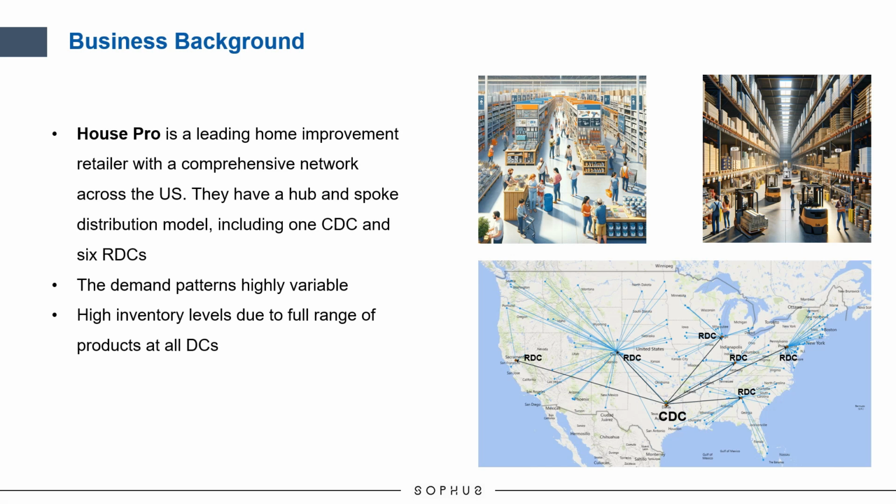This network comprises one central distribution center, CDC, and 6 regional distribution centers, RDCs, essential for their diverse range of home improvement products. The company faces multifaceted challenges. Firstly, the demand patterns for their products are highly variable, complicating inventory management. Secondly, all distribution centers stock a full product range, resulting in elevated inventory levels. House Pro's primary objective is to restructure their supply chain and inventory allocation to minimize overall network costs.